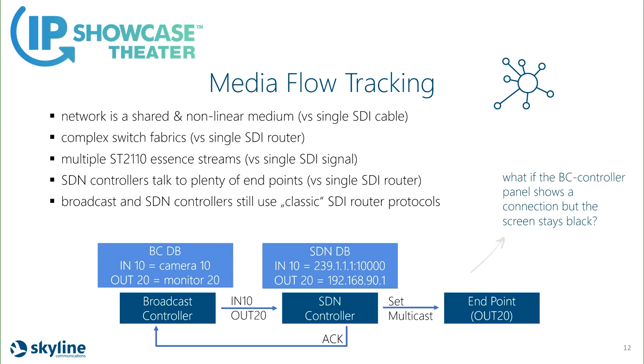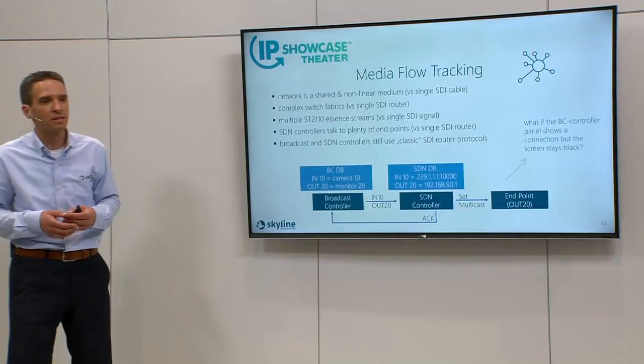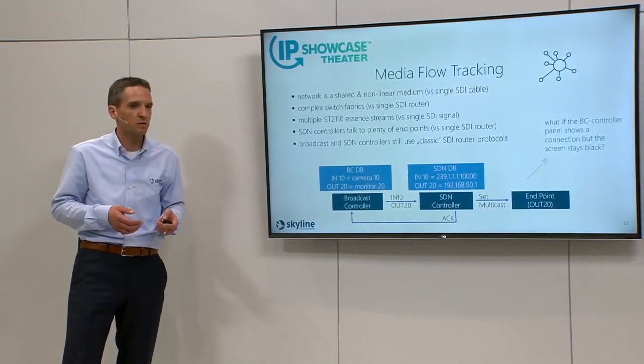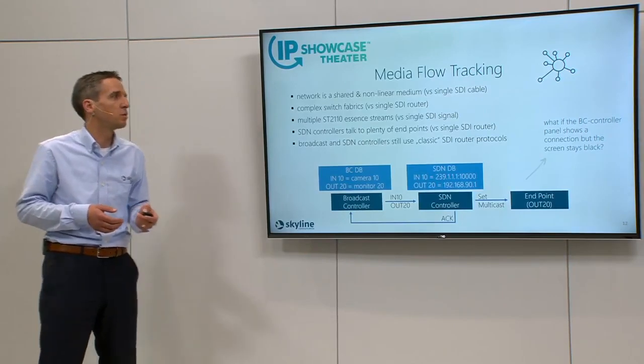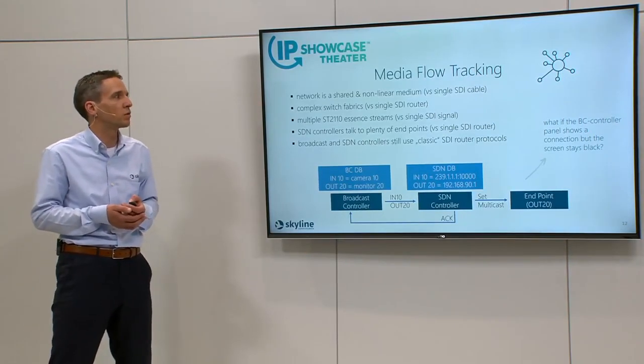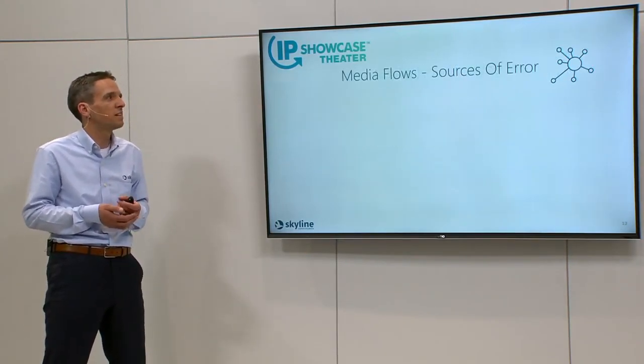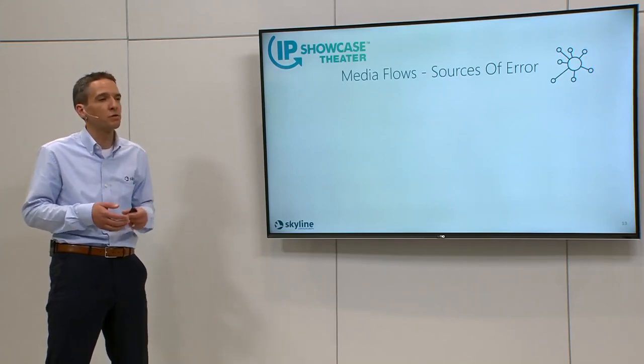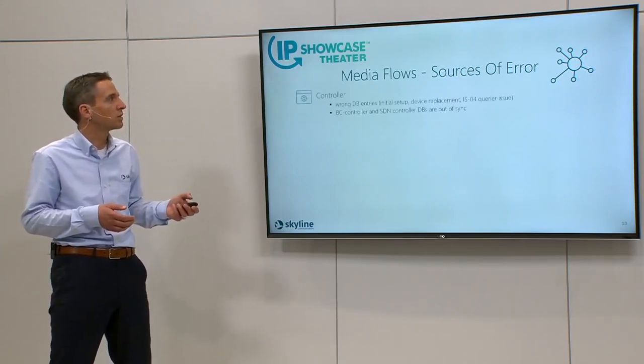It thinks, because it has received an acknowledge, that the switch was made, but your screen stays black. And what are you doing next? You cannot run after the green cable. You need some other tools. You need something to dig into the root cause of what's going wrong. This is why you really need media flow tracking. You have to track your flows, because what can go wrong?